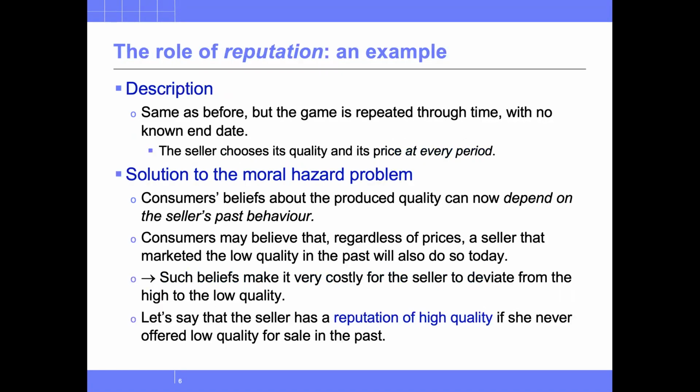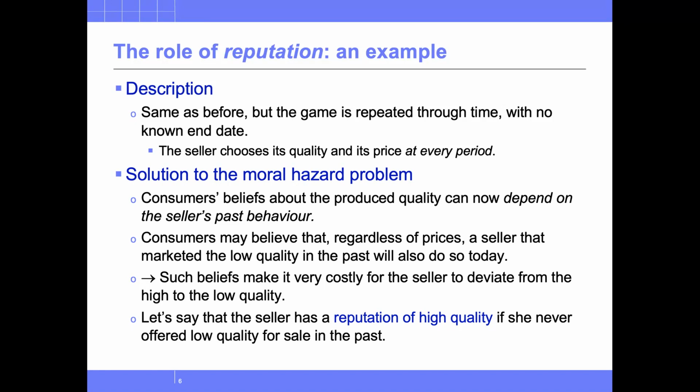Right. So let us describe the setting that we use now. I mean, it's very similar to what we have seen before, but first the game is repeated through time and we don't know when it's going to end. And also, this is the main difference, the seller is choosing the quality and the price at every period. Okay, so at every period there is a decision that can be made by the seller about the quality of the product, and there is this asymmetric information. The buyers, when they buy the product, they don't know the quality, and this goes for every period.